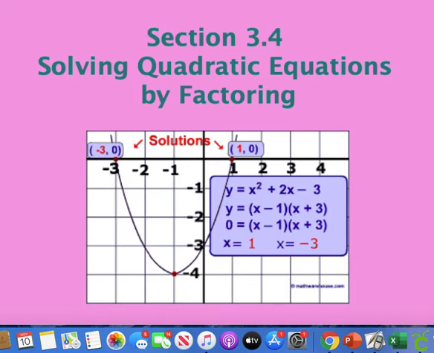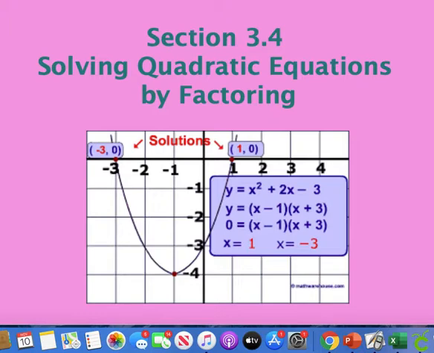Hi everyone, we're going to look at our lesson from section 3.4 where we are solving quadratic equations by factoring. Now you will recall that we have already learned how to solve quadratic equations by graphing, but we also saw some shortcomings in that method, seeing that our graphs didn't always touch or fall exactly on an integer, which then makes it hard to identify exactly what our solutions are.